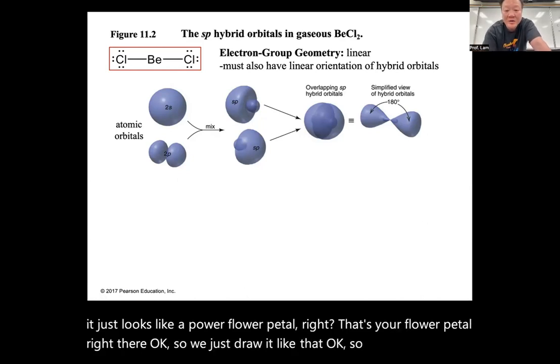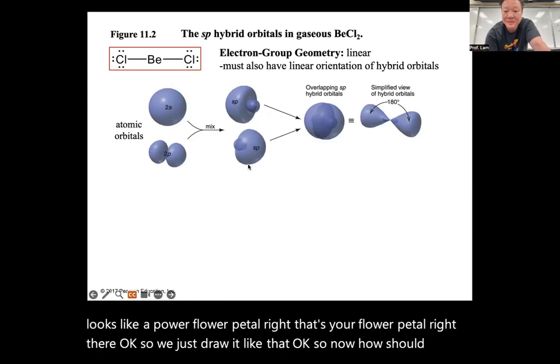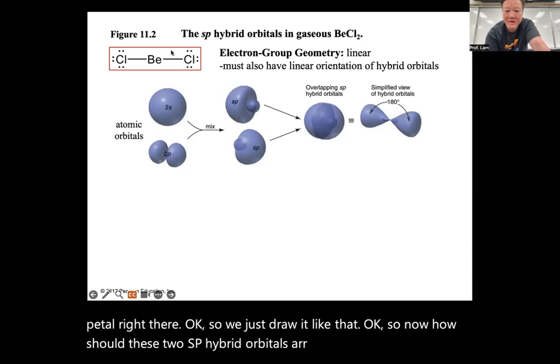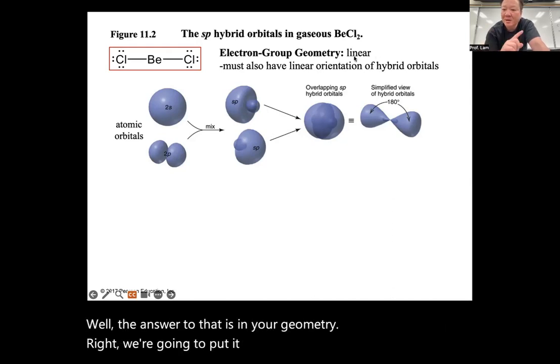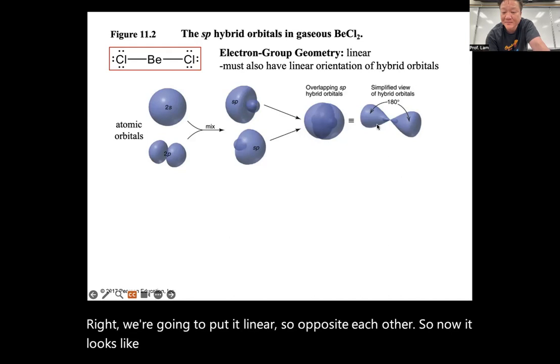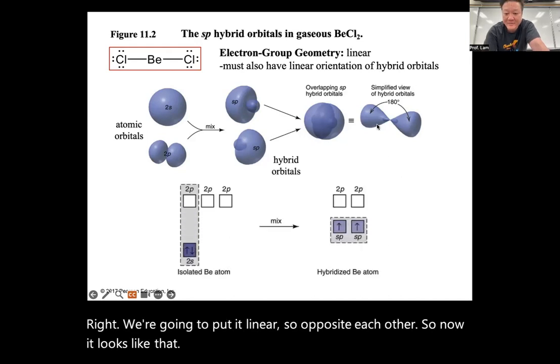Now, how should these two sp hybrid orbitals arrange around beryllium? Well, the answer to that is in your geometry. We're going to put it linear, so opposite each other. So now it looks like that, 180 degrees from each other.